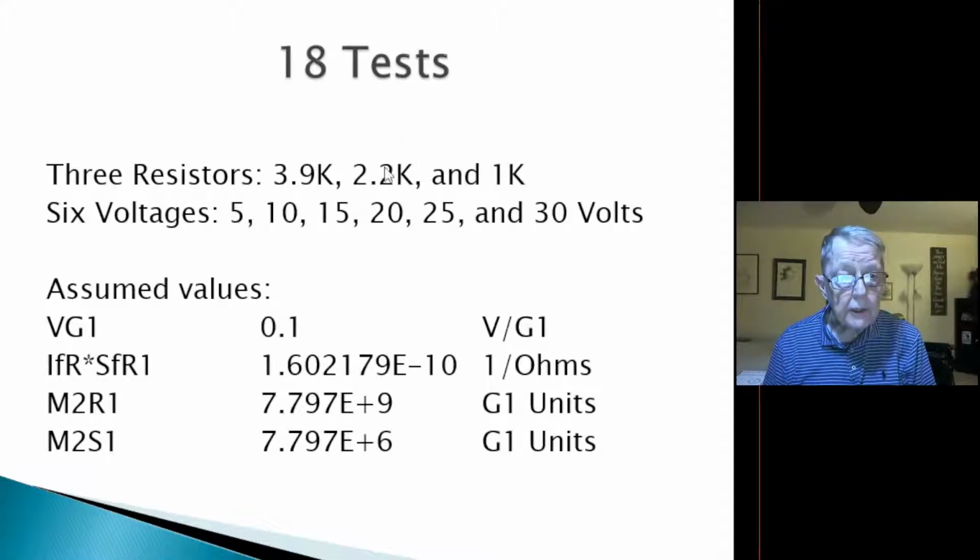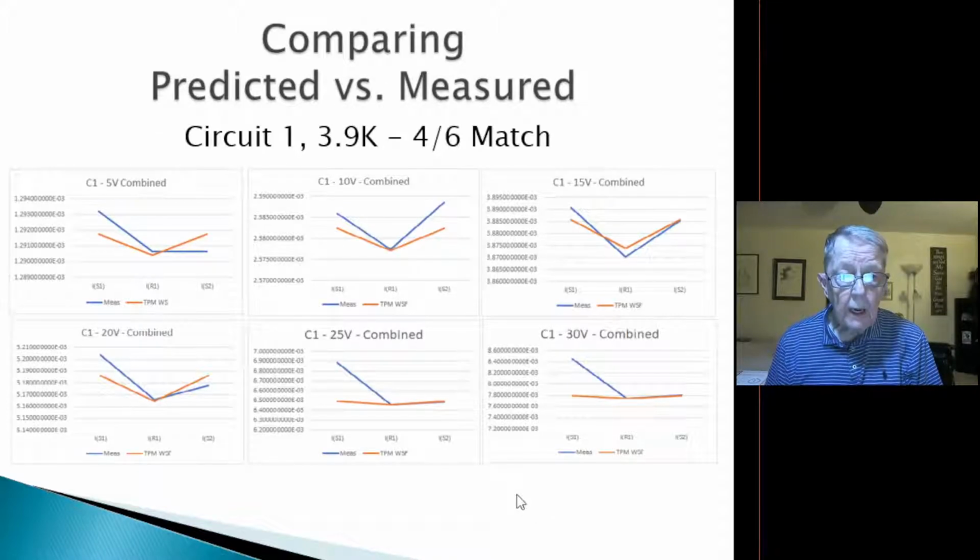The number I just showed here earlier, IFR, I pre-calculated using a simple circuit. I had to estimate the G2 mass of the R1 resistor and the S1 and S2 resistors in order to calculate a speed factor. So these are assumed values. These are the 18 tests I did. And in general, this is the results.